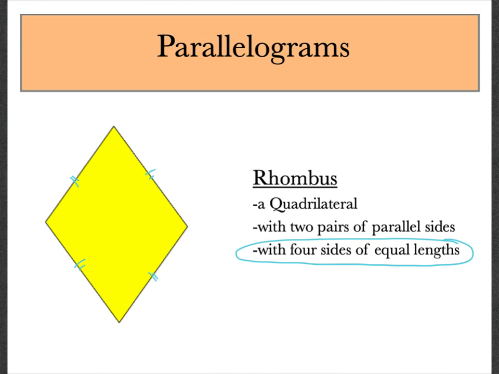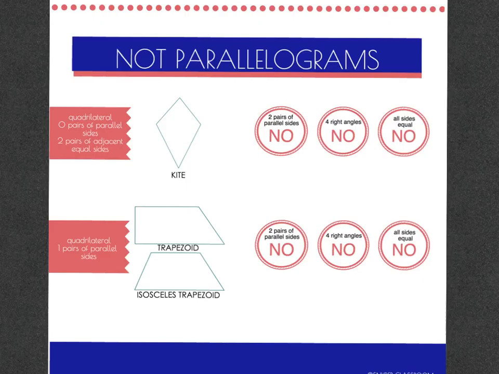Now, if we think about this, we're going to get a little deep for a second. So a rhombus has to be a quadrilateral, with 2 pairs of parallel sides, and 4 equal sides. Those are the only qualifications, or only rules, for being a rhombus. A square is technically a type of rhombus.